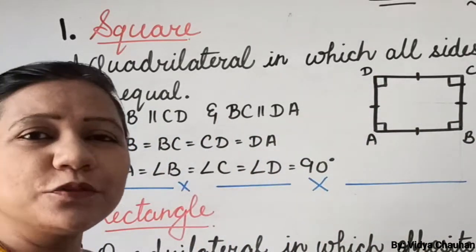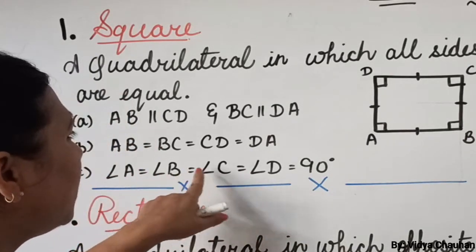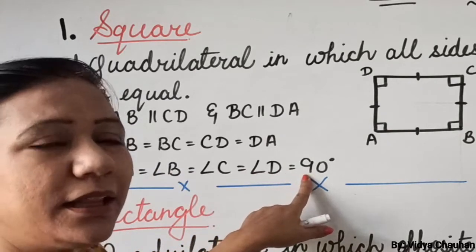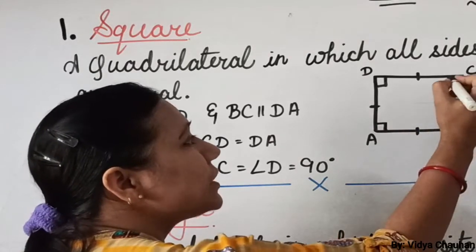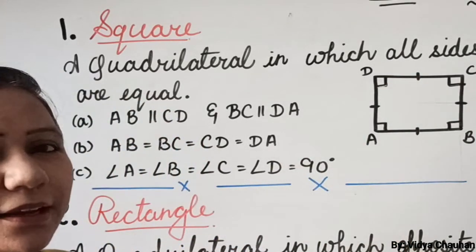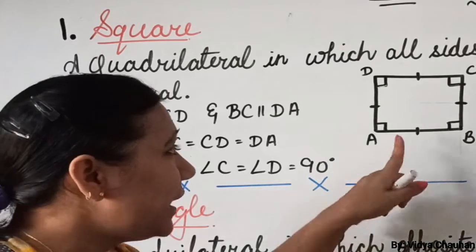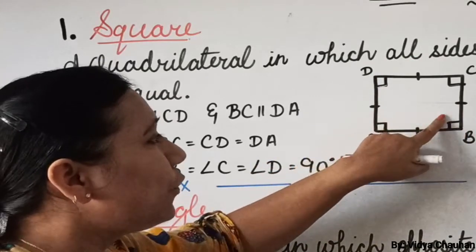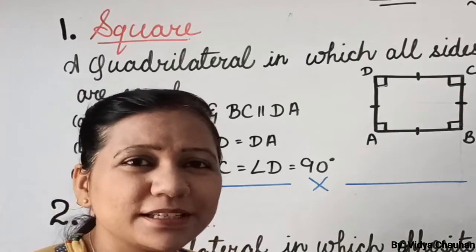And the third property of a square says that all 4 angles, that means all the 4 vertices, are at an angle of 90 degrees. That means all the 4 angles formed at the vertices of the square are right angles. Then only the shape is declared a square. So a square has all 4 sides equal, opposite sides parallel and all the 4 angles 90 degrees. That is a square. Clear students?